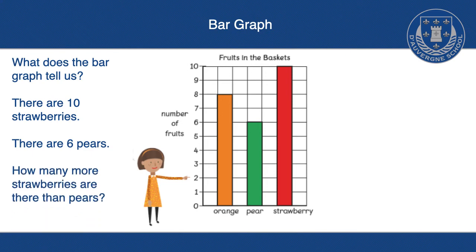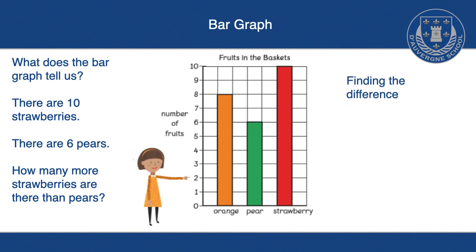Now if we have a little look at the next question, how many more strawberries are there than pears? Think how you would work this out. What information do we already know that could help us? And what number sentence perhaps could we use to help us if we didn't physically do something? What number sentence could we have a little look at? So pause the video now and have a little go.